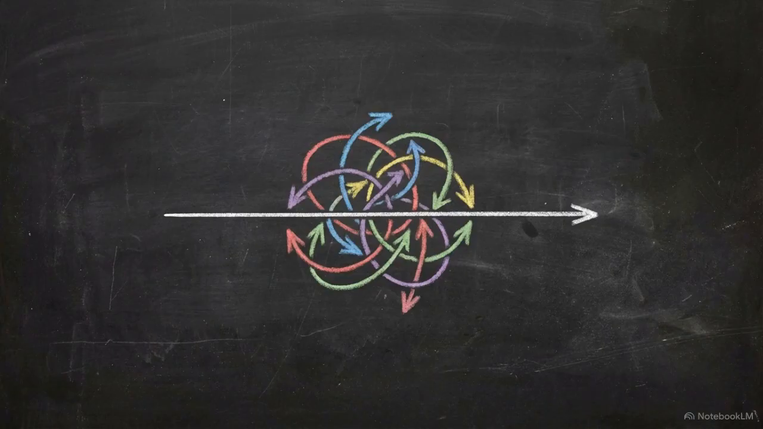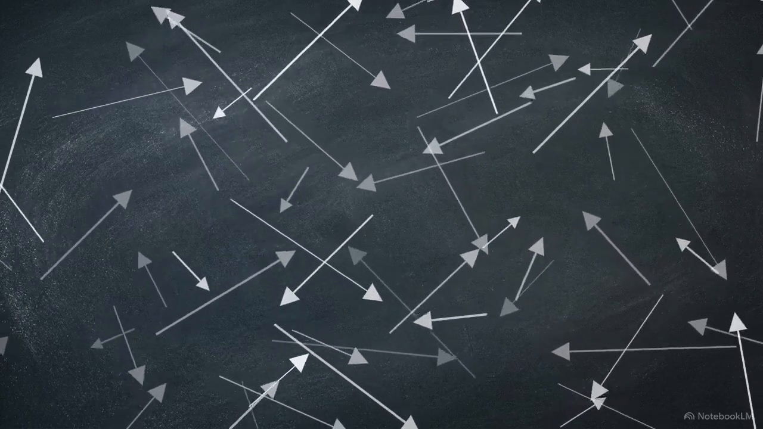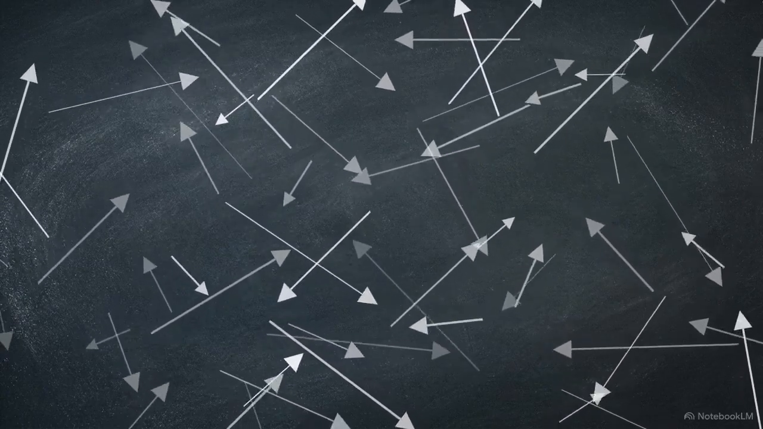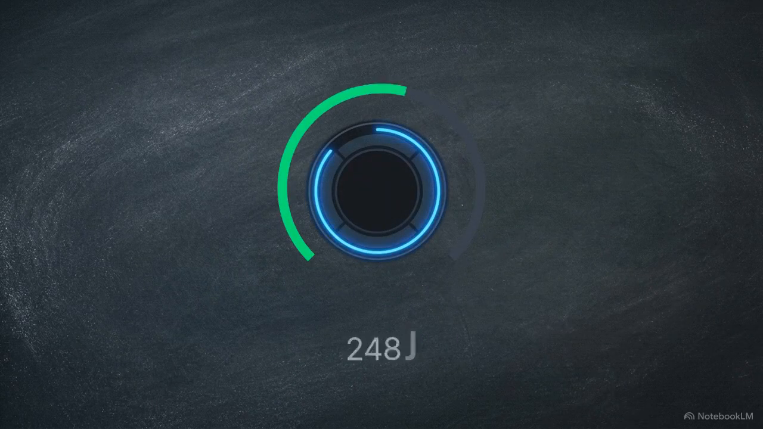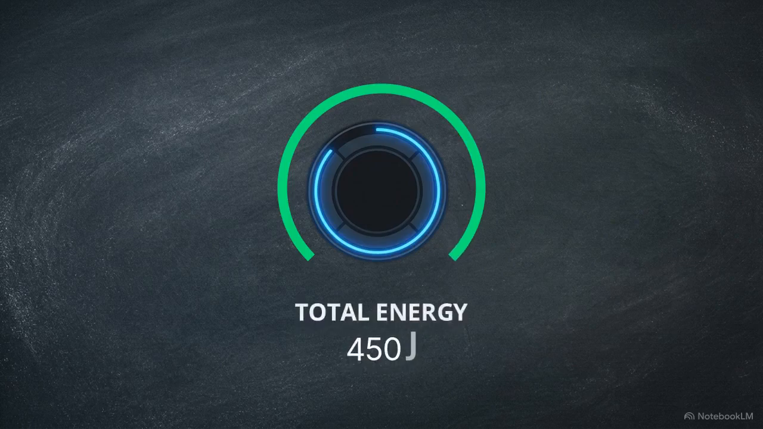Physicists bypass the gridlock of continuous vector tracking by using the work-energy theorem. This approach shifts our focus away from tracking spatial trajectories. Instead of managing the direction of every interacting force, we audit a single numerical value, the system's total energy.